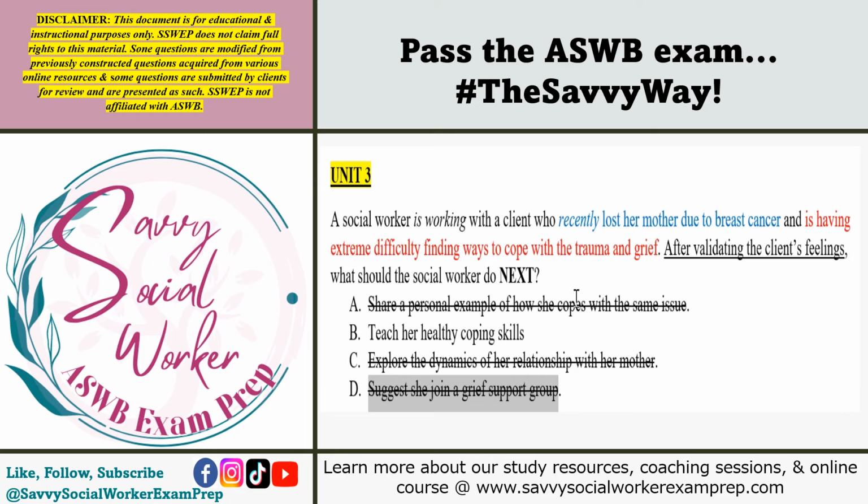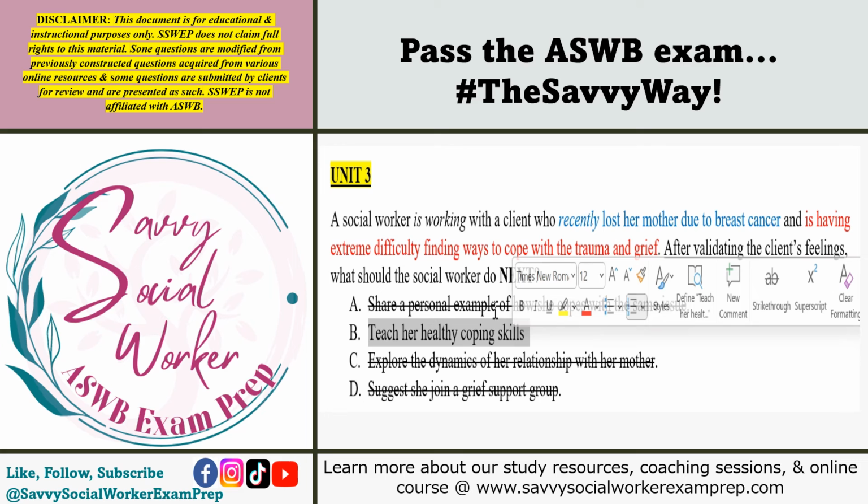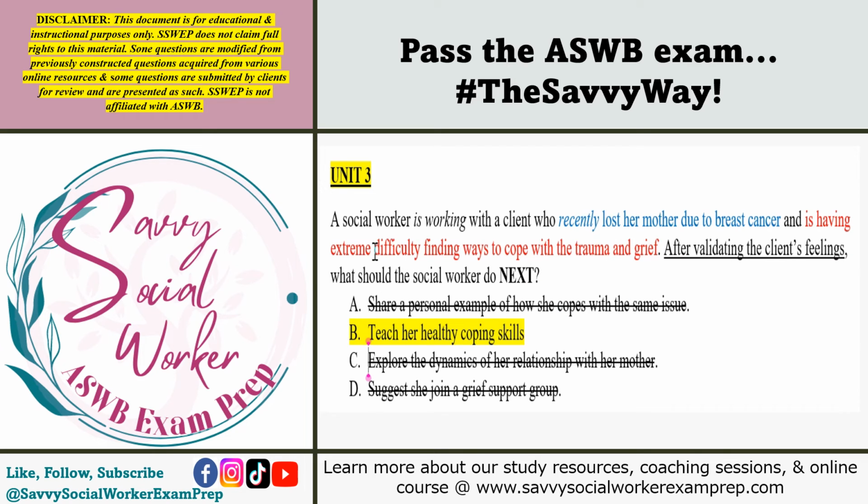As a social worker, we serve in the helping capacity, so we want to make sure that whatever we do helps the priority issue. And so the best answer for that would be to teach her healthy coping skills that will directly address her priority issue, because she is finding it difficult to cope. So teaching her healthy coping skills would come next after validating her feelings, since the social worker is currently in the intervention stage of the helping process.